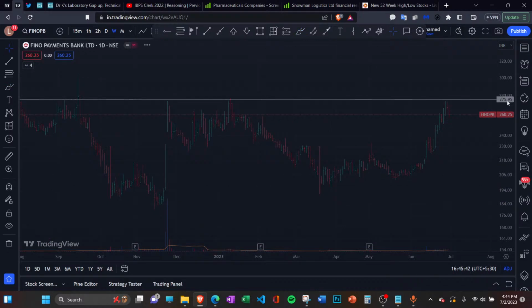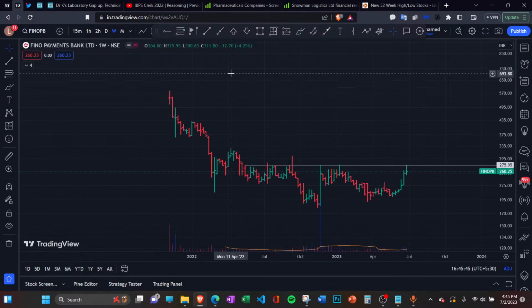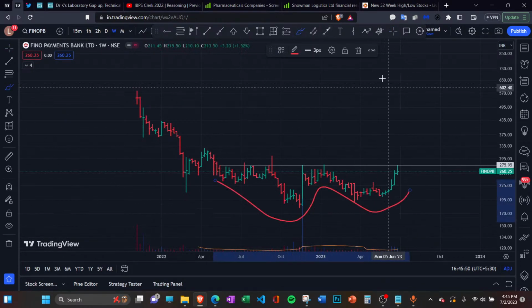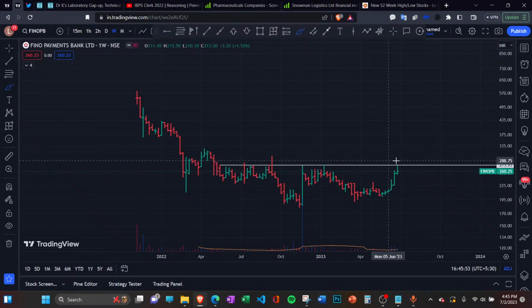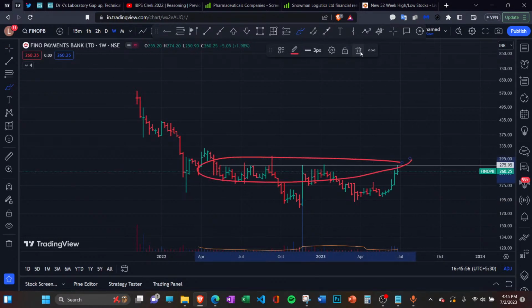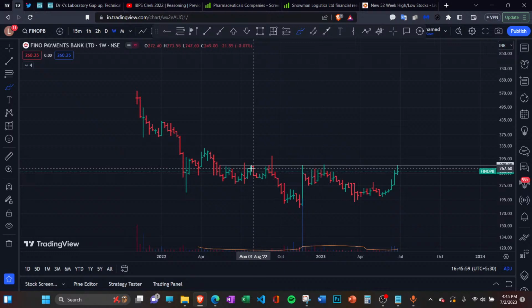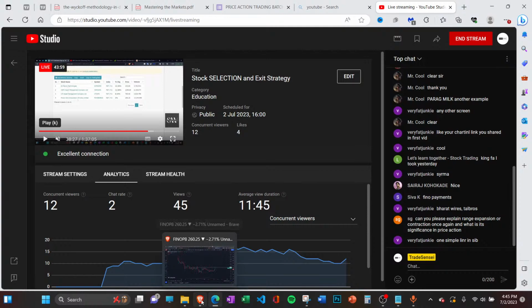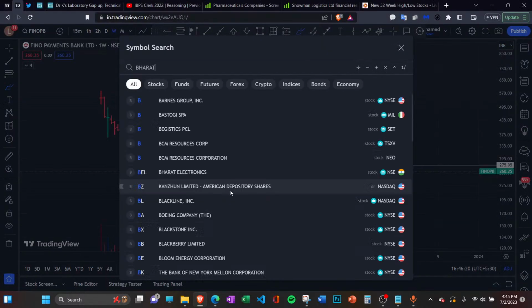Okay, so Fino Payments Bank. This is one of the stage 1 type of stocks. After a huge down move after the IPO, a very good base formation is happening. One thing you can clearly see is this 270, 75, 80 level, which is acting as a very strong resistance at this particular point. Once this is crossed, that could be the beginning of stage 2 again, because last time it gave a fake breakout. It's not necessary, but there is a possibility. So I'll be watching this one closely. Then we have Bharat Wire.